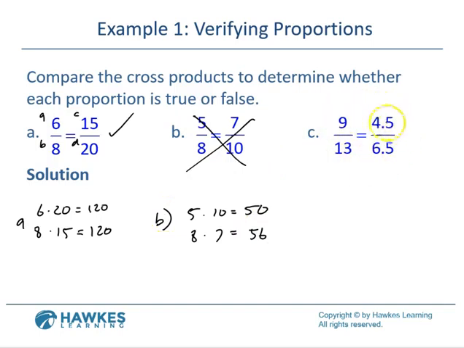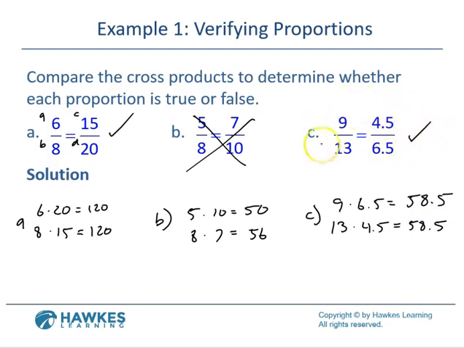Well, what about this one right here? A little bit harder to tell, but we can do the math real fast. For C, how about 9 times 6.5? That gives me 58.5. And then 13 times 4.5, I'll write that down, also gives me 58.5. So right here, though they look different, one has whole numbers and one has decimals, they are proportional to each other. That's exactly what you're looking for whenever you're looking at proportions.